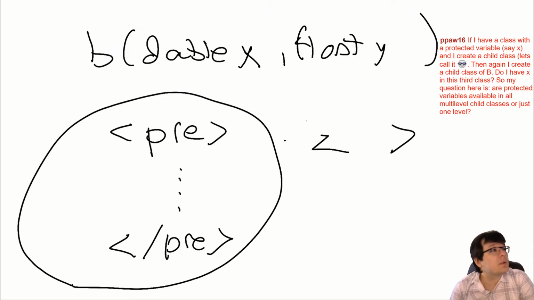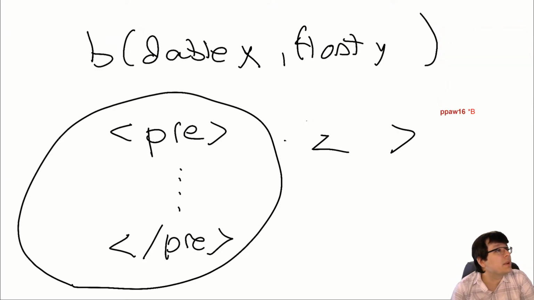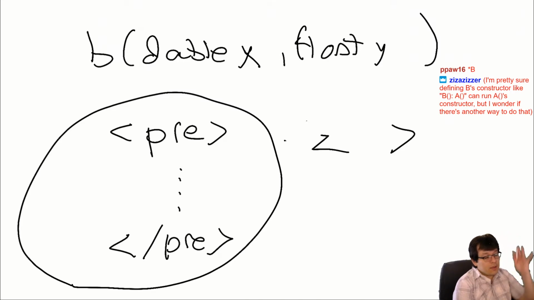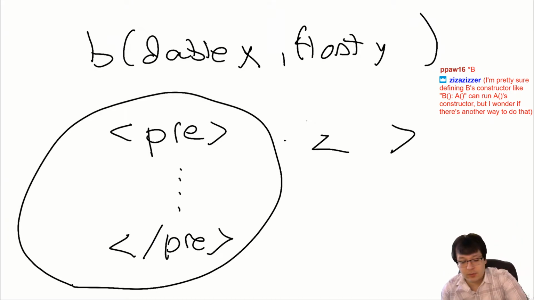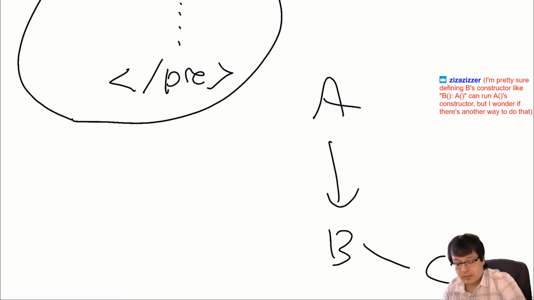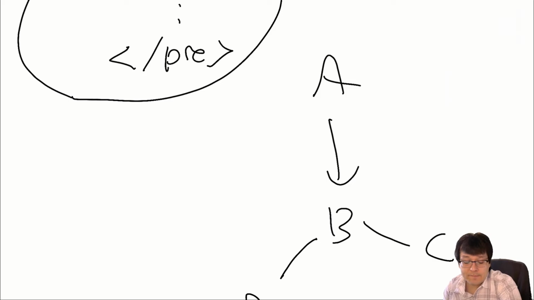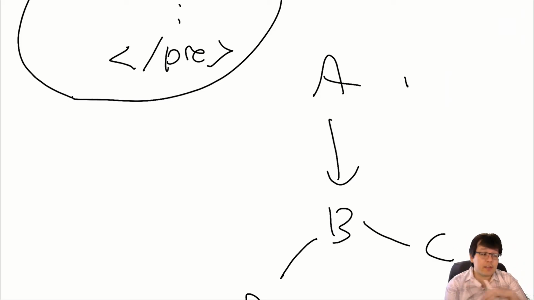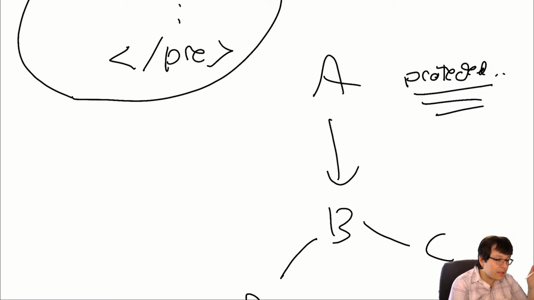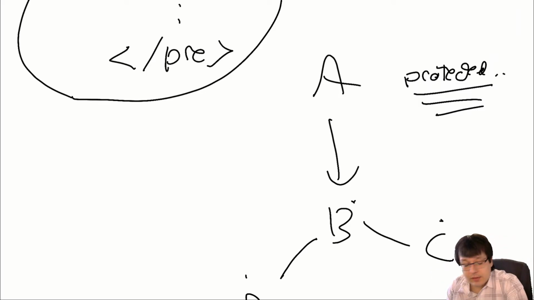If a class has a protected variable, say x, and I create a child class, let's call it B, and then again I create a child class of B, do I have x in this third class? So my question here is, are protected variables available? Protected variables are available, basically, if you have a superclass that has your protected variables in it. Let's say it's called superclass A, which then gets inherited to B and C, maybe a D down here. If you have any variables here, they exist in all the classes. Now the real question is the accessibility of them. So when this is protected up here, it should be available to these.